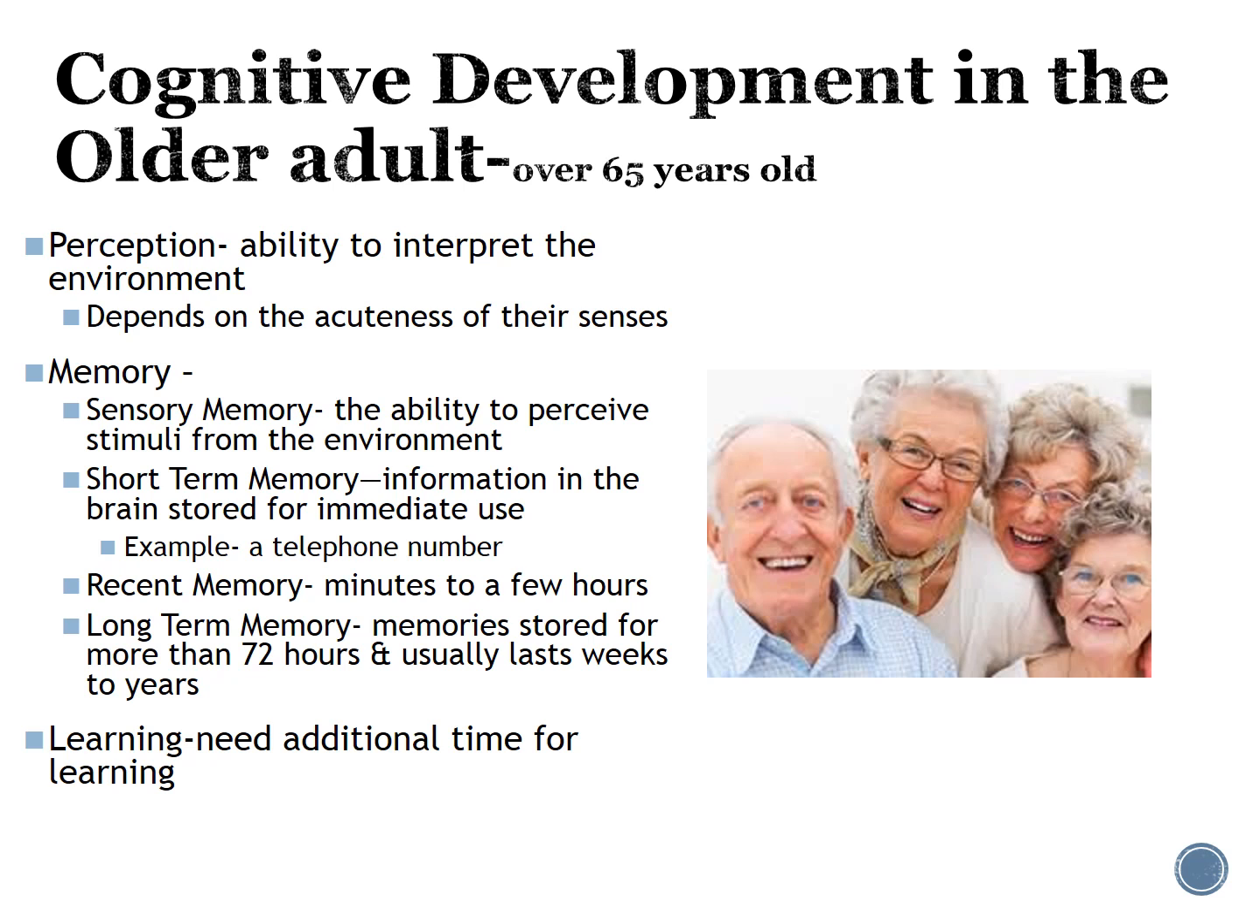I want you to know the different types of memory that is associated with the older adult too. There's sensory memory that helps them perceive and understand stimuli in their environment. Short-term memory, like a phone number. Recent memory, which is a few minutes to a few hours. And then long-term memory, which usually lasts more than 72 hours and lasts weeks to years. Older people love to discuss what's going on with them, the past, their grandchildren, and the things that they've shared in their life. They love to share these items with you.